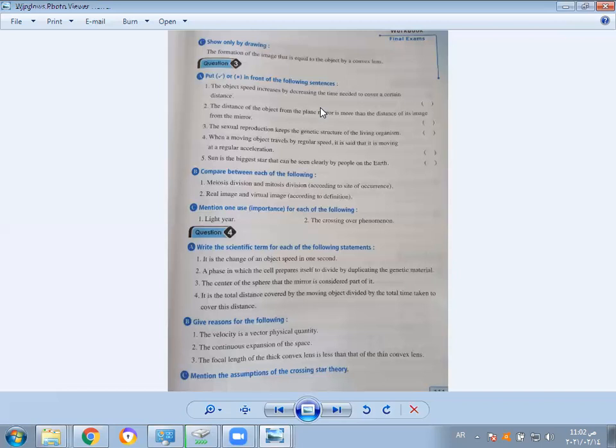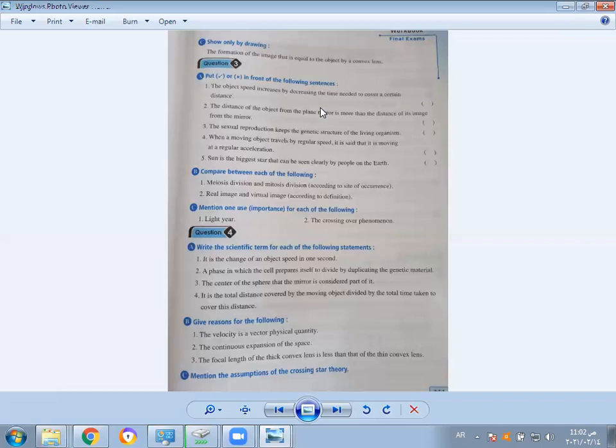Question number 4, A. Write the scientific term for each of the following statements. 1. It is the change of an object speed in 1 second. Acceleration.